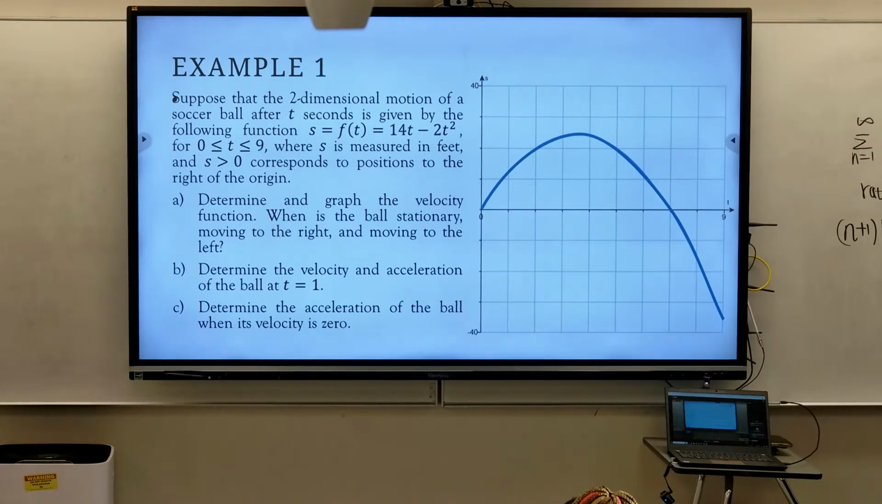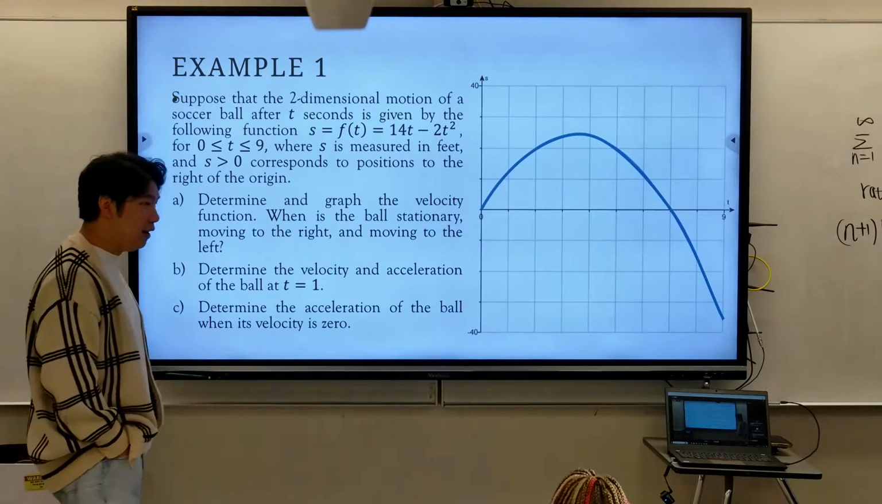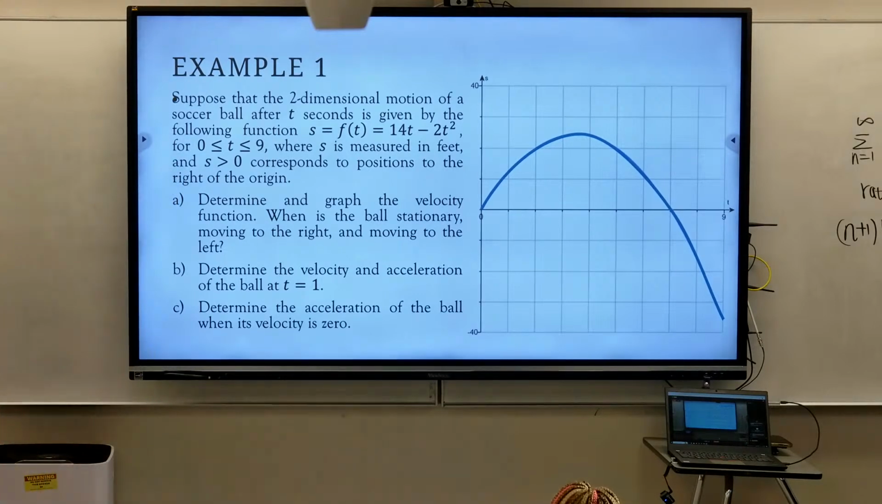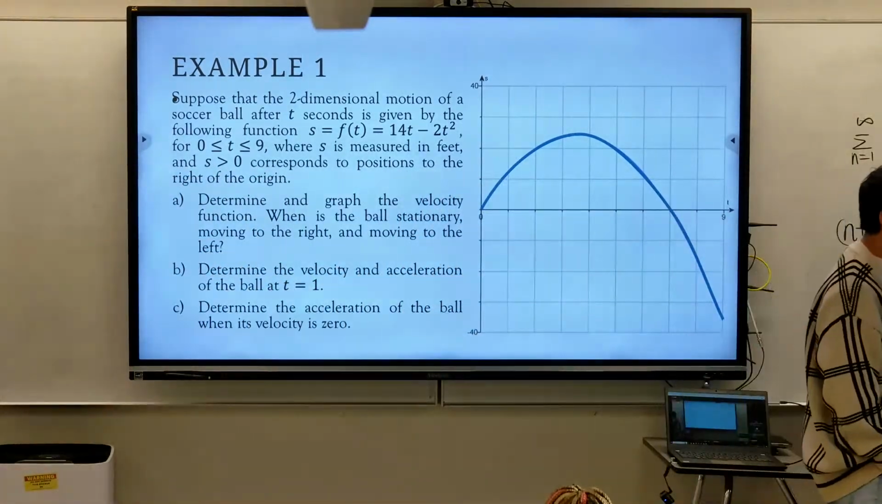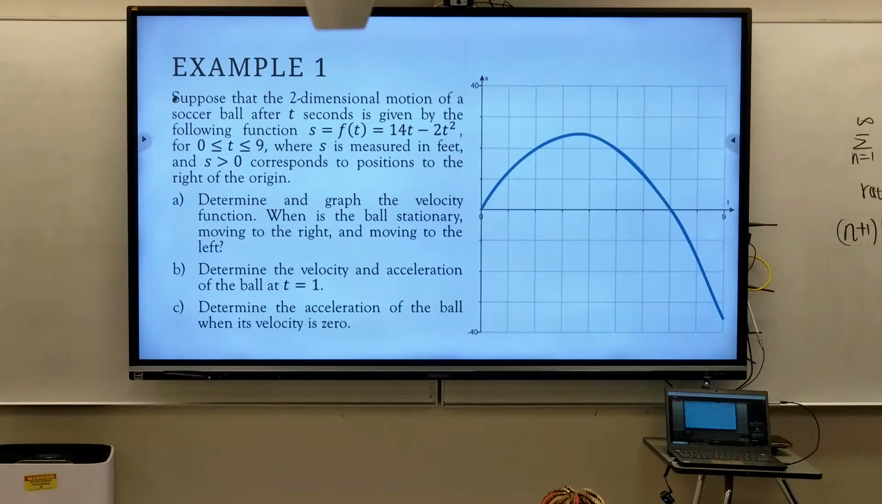And I'm going to say that my position is measured in feet. And if I have a positive s value, this corresponds to the right of the origin, or the right of my start point. And I went ahead and graphed this for us. This is what 14t minus 2t squared looks like if I graphed it. So first off, for part A, determine and graph the velocity function. And then I want you to describe the motion of my soccer ball along this line.